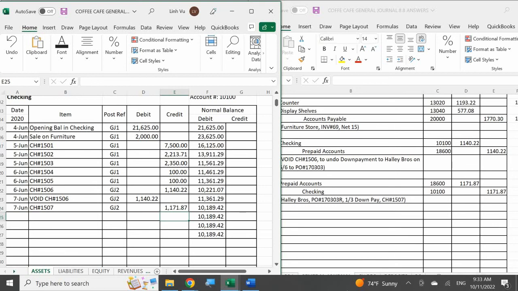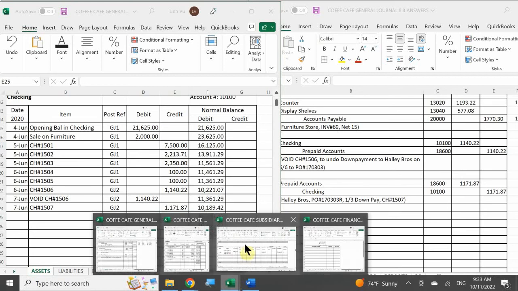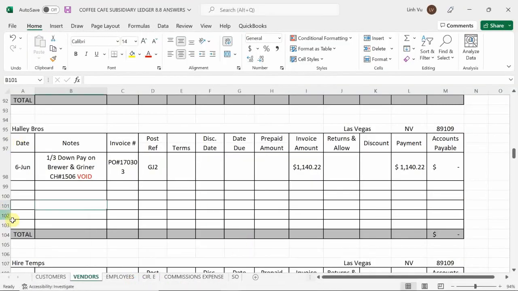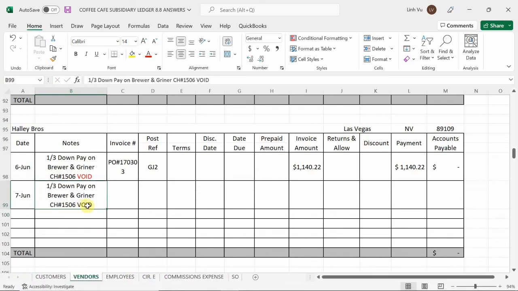Now, since we made a revision to the purchase order and we cut a brand new check to Hallie Bros, we need to update their profile because I had a separate transaction with them. In this case, I am not going to revise anything for this transaction. I'm going to make a new line, and it's going to say the same thing except a few things are different. 1/3 down payment, $15.07 this time.